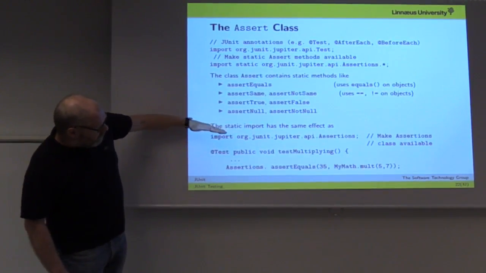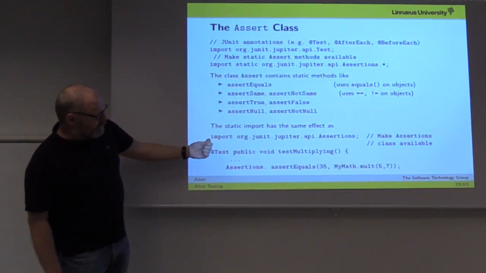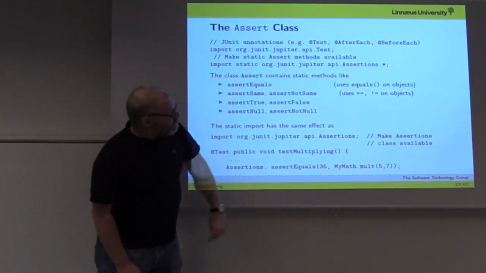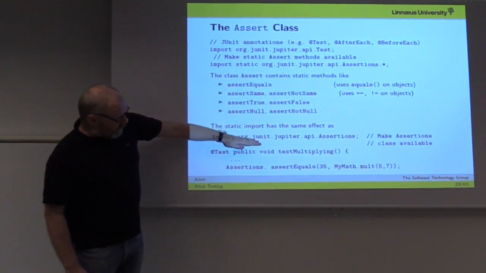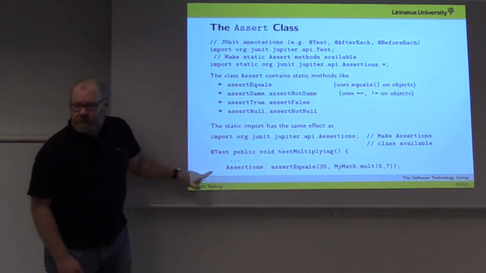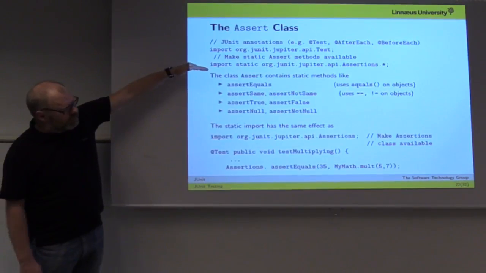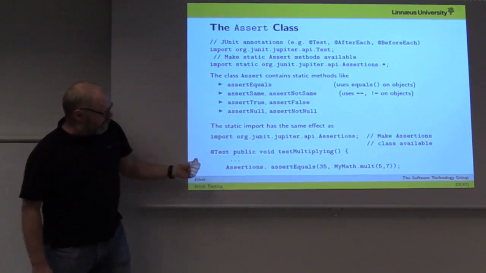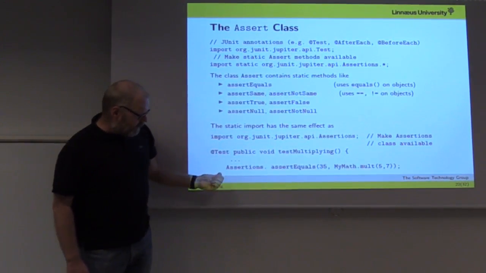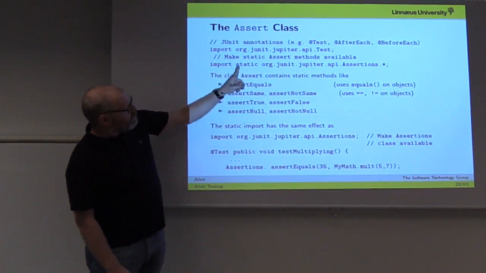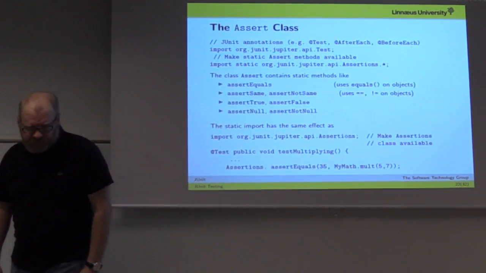We could have taken this approach. We could have imported this class, not the methods, the class, and then we could have called them like this. But this is typical in JUnit. You don't want to have this assertions all the time. You just want to write it like this. So then we are importing the methods directly, like this.